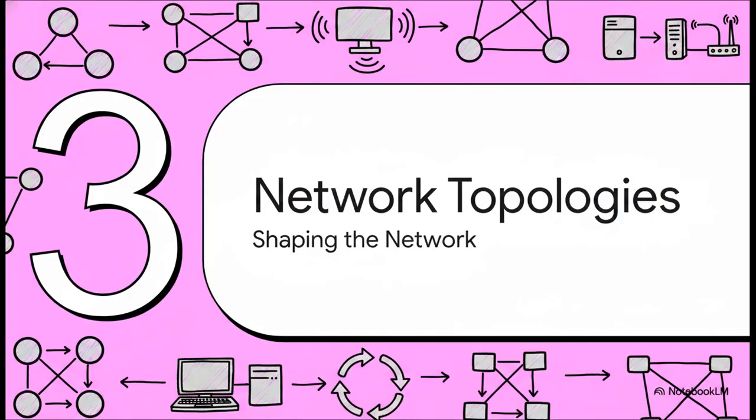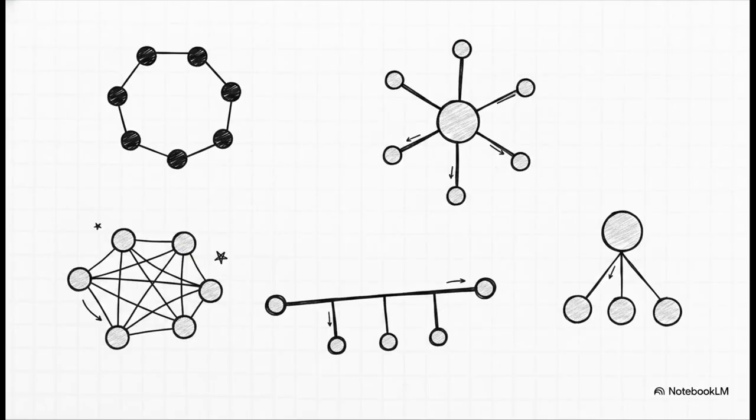Moving on to number 3, topologies, shaping the network. We've seen the hardware devices, but how do we physically map them all out? That brings us to network architecture, or topologies. Common network topologies include mesh, ring, bus, star, and tree.